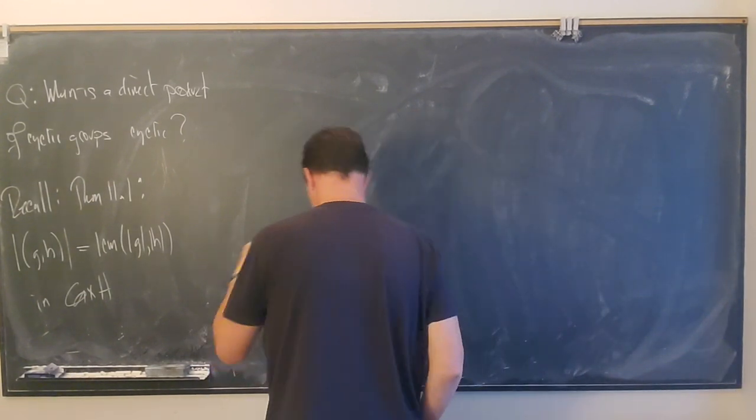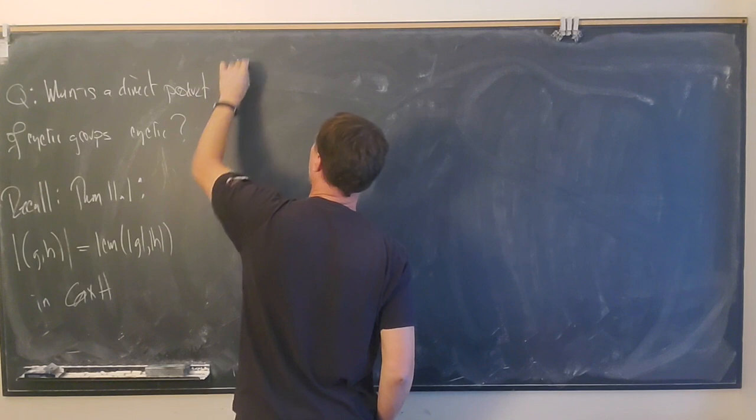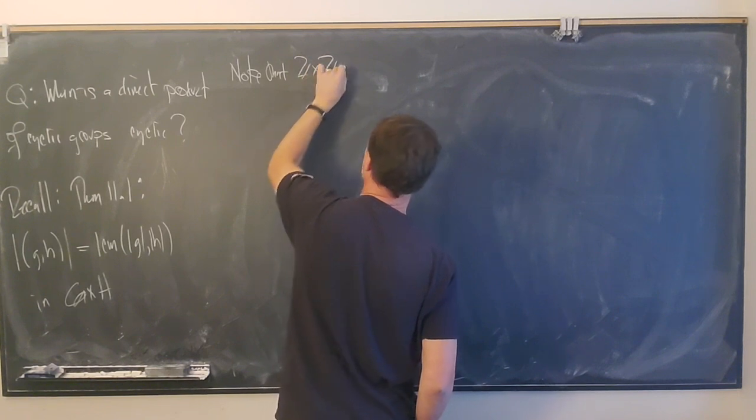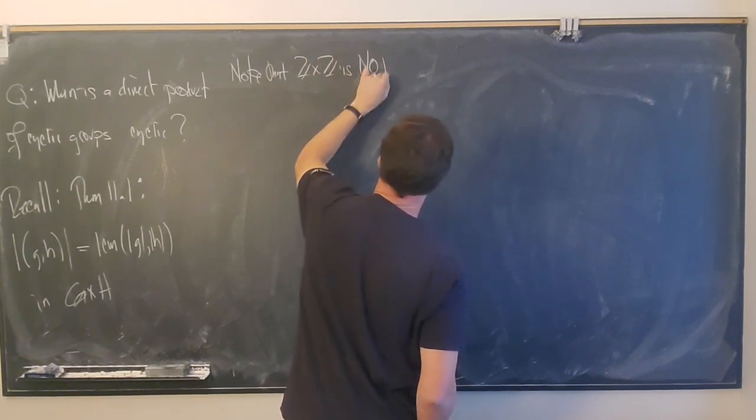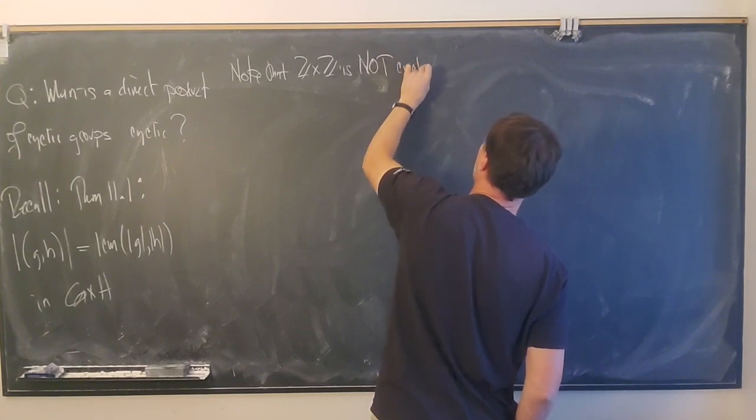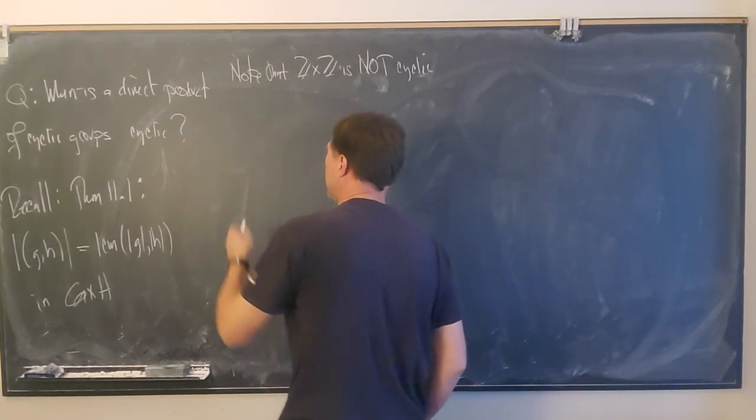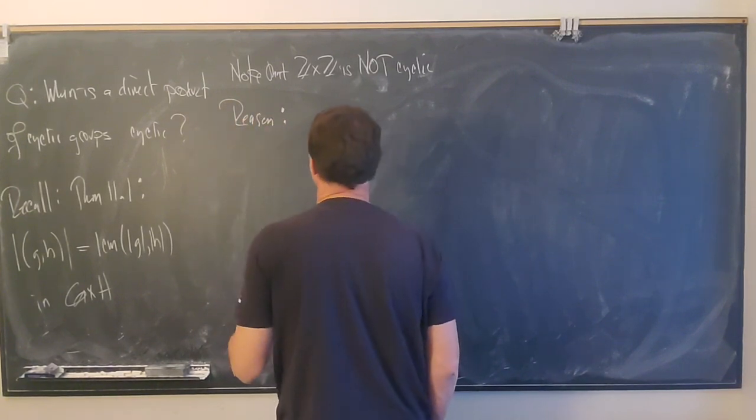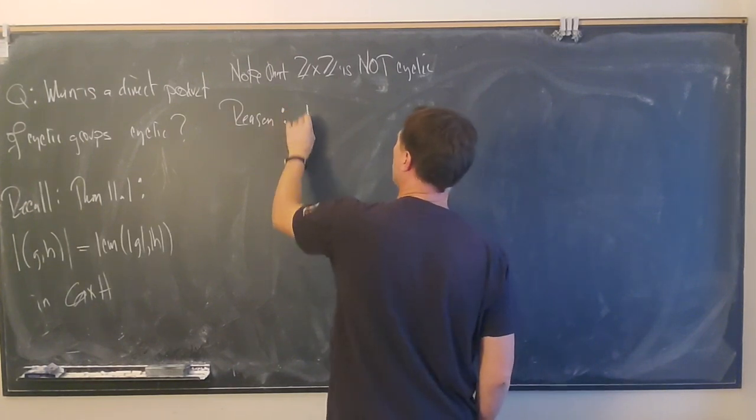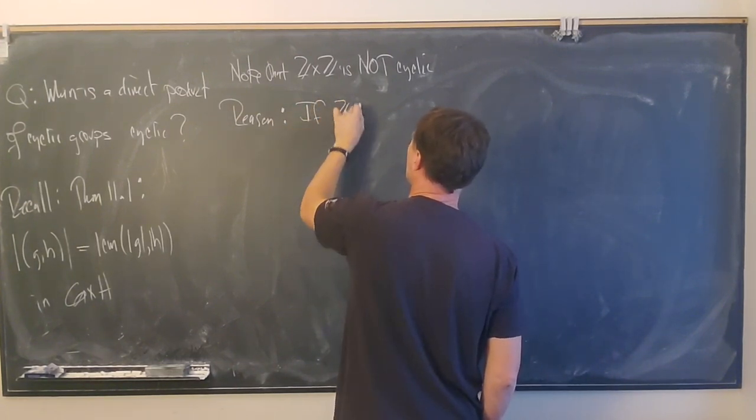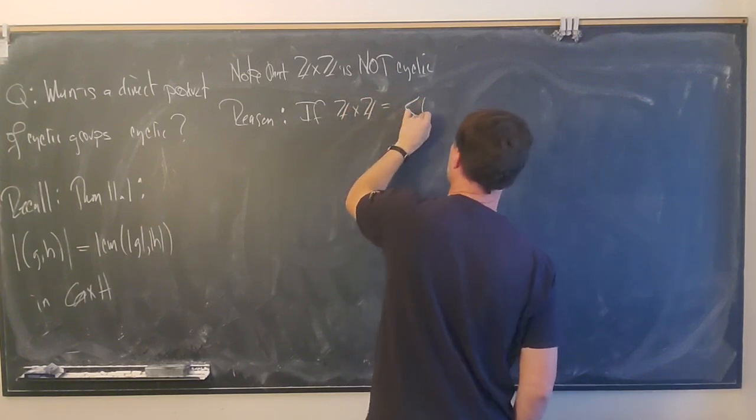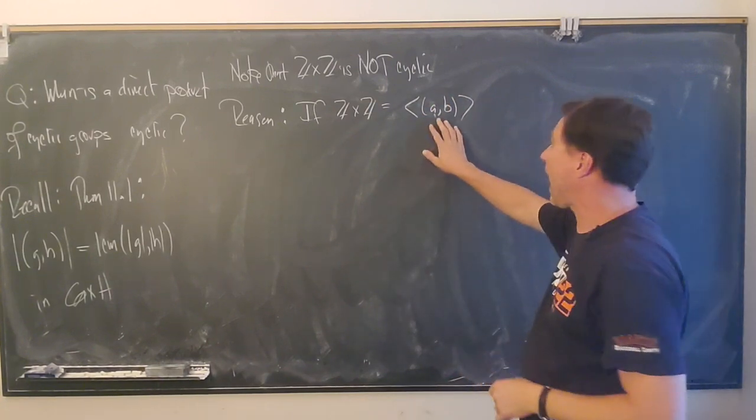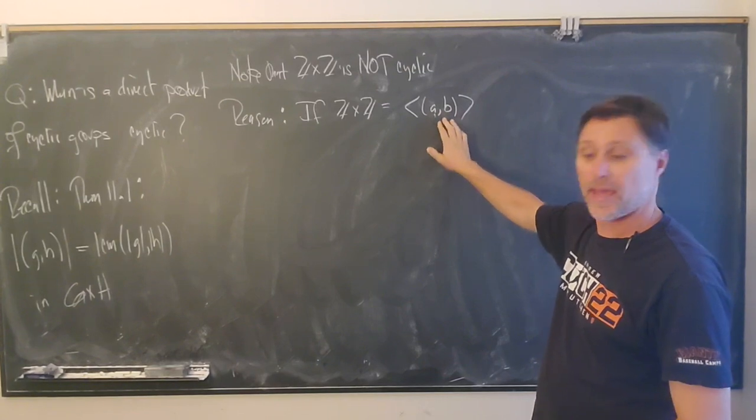Now, one thing to be aware of, let's note that Z cross Z is not cyclic. It's maybe not completely obvious, so let's talk about that. We'll go for a contradiction. If Z cross Z was cyclic, then it would have to be equal to the cyclic subgroup generated by some element. In other words, it'd have to have a generator, and it would be a generator of the form (a, b).